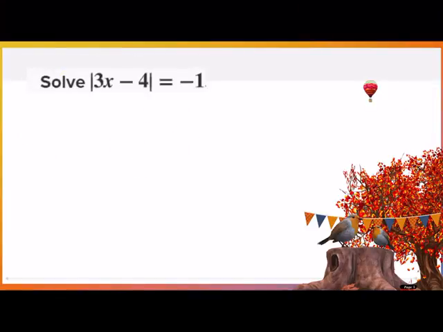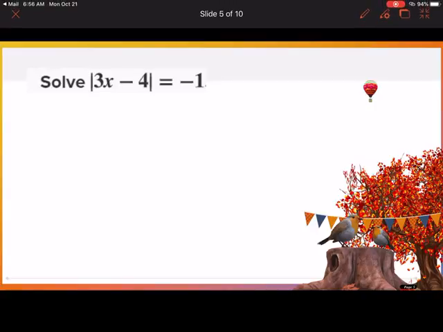So first step is to isolate, and it looks like it's already isolated. Second step is to say, is this number negative? And that number is negative, so that means we know we're stuck and that is no solution, or an empty set. The other way to write that is a 0 with a line through it.